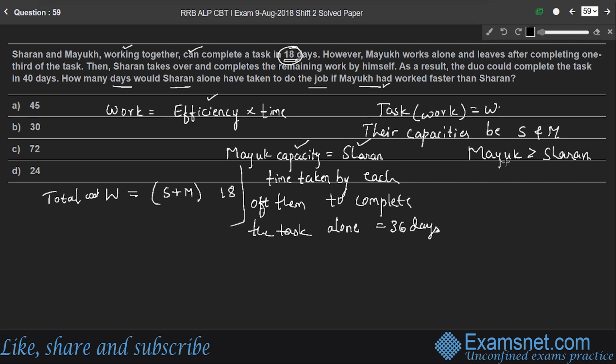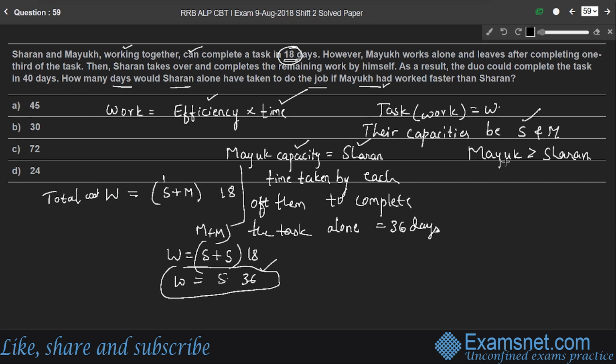If their capacities are equal, for example, W is equal to S plus M, and M's capacity is also equal to S, so it becomes 2S into 18. Therefore, S into 36. So to complete the whole task, S takes 36 days. S means his efficiency or capacity, and 36 means the time taken by him. If S is equal to M, in place of S if we write M, it becomes M plus M into 18, that means M into 36. So individually or alone, they take 36 days to complete the whole task if their capacities are equal.